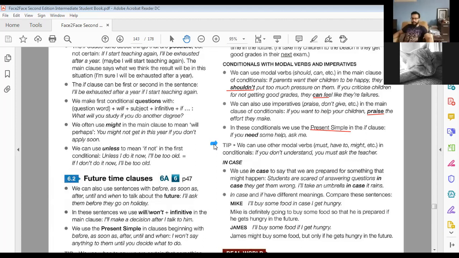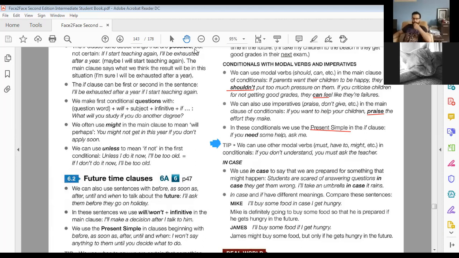Tip. We can use other modal verbs, must, have to, might, in conditionals. If you don't understand, you must ask the teacher. Correct. So this means we can use modal verbs: you should, you might, you could, you must. But don't put them in the if clause, put them in the main clause, okay?